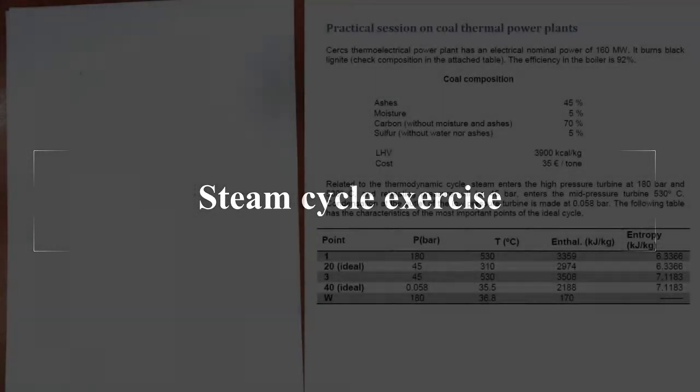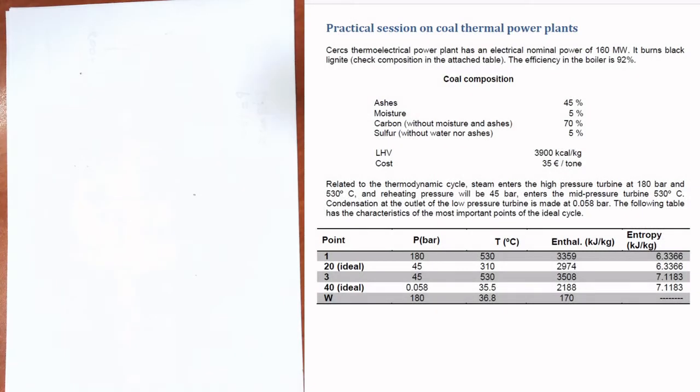This is a video solution of the practical session on cold thermal power plants that we did last week. This exercise talks about the thermoelectrical power plant that has an electrical nominal power of 160 megawatts, and it burns black lignite. You can see the composition here, and you will use this information later.